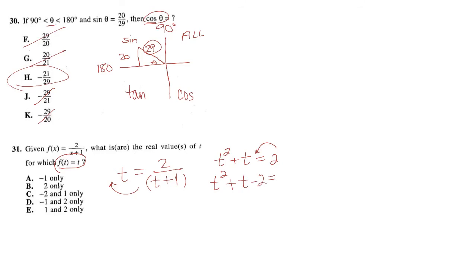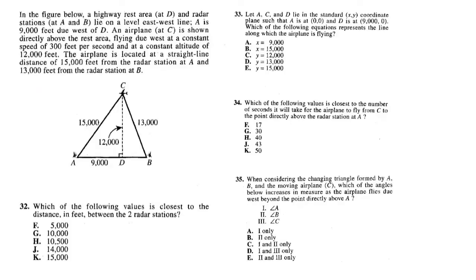So that's minus 2 equals 0. So that's going to be t plus 2 times t minus 1 equals 0. And when I set each part equal to 0 and solve, we have t equals negative 2 and t equals 1. And so that's going to be answer choice C.